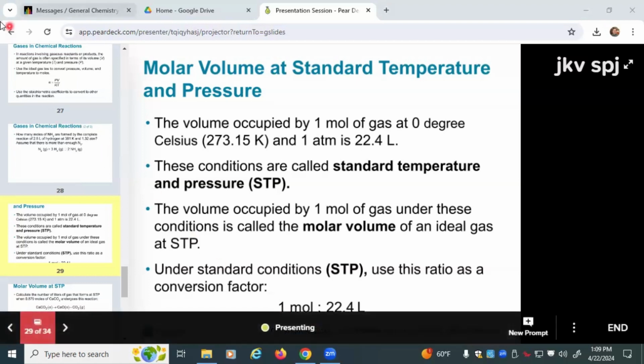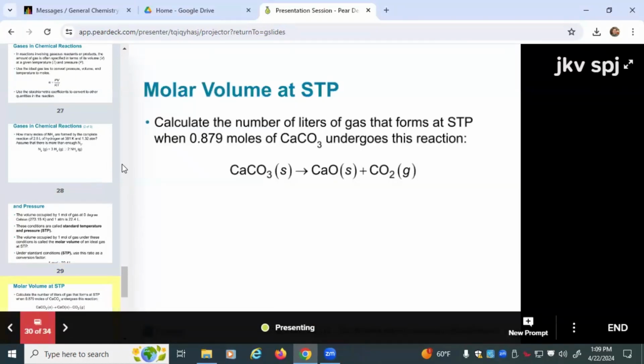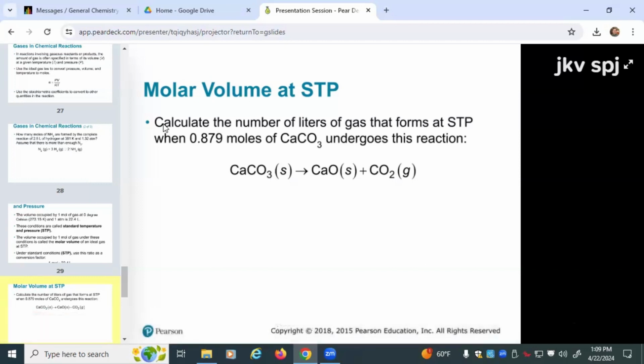So let's take a look at an example of what that looks like. So here we have the decomposition of calcium carbonate. And we want to know, what is the number of liters of gas that forms at STP when 0.879 moles of calcium carbonate undergo this reaction?